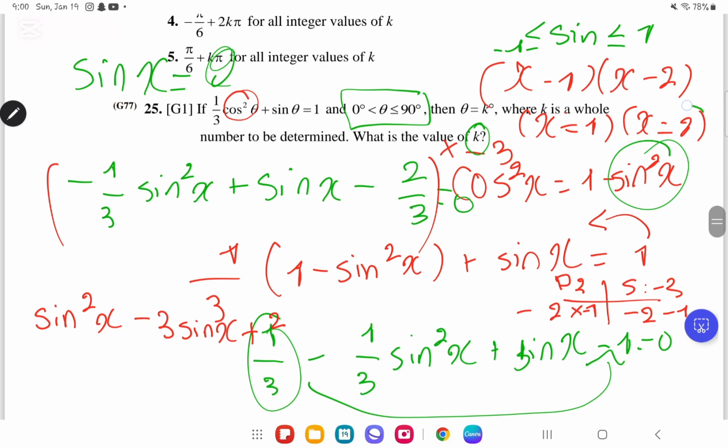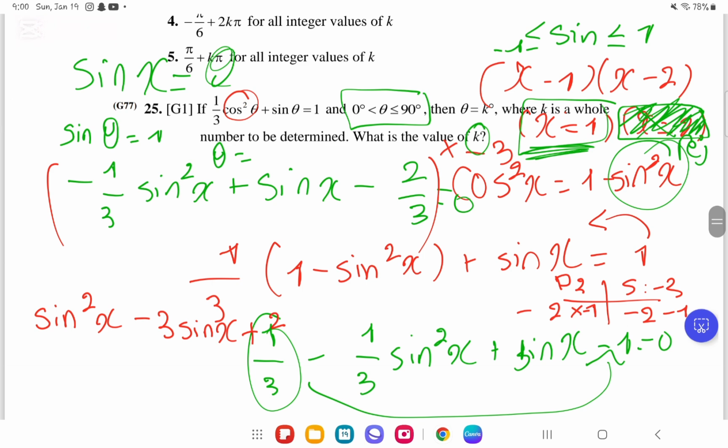So if we get x as an answer of 2, it's not going to work. It's definitely going to be wrong. So for now, this over here is rejected, whereas this over here is our answer. X is equal to 1. But now we know that sine x, or sine theta, is equal to 1. To find the answer of theta, we do shift sine of 1, and we get an answer of 90. And 90 is between 0 and 90 degrees. Thus, the value of k, which is the angle theta, is equal to 90 degrees.